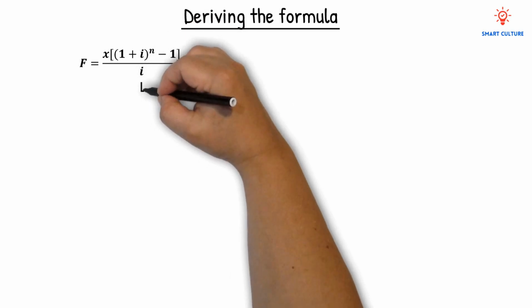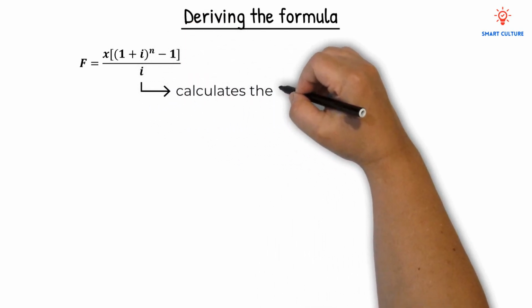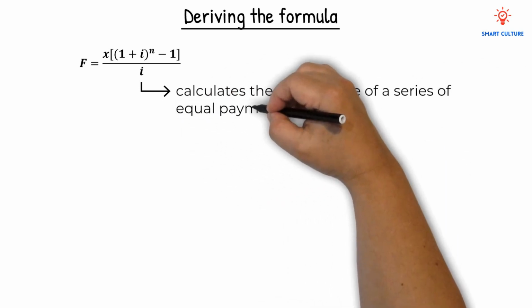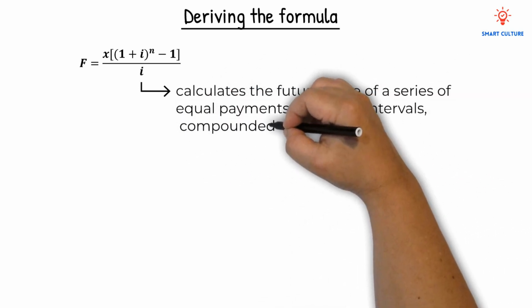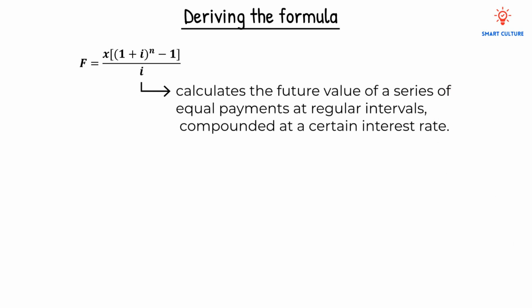The future value annuity formula calculates the future value of a series of equal payments at regular intervals, compounded at a certain interest rate. Now, to derive the future value annuity formula, consider making a series of equal payments. Let's call each payment P at the end of each period into an account that compounds interest at a rate R per period. If you want to determine the future value of these payments after n periods, you'd see the payments grow due to the compound interest.